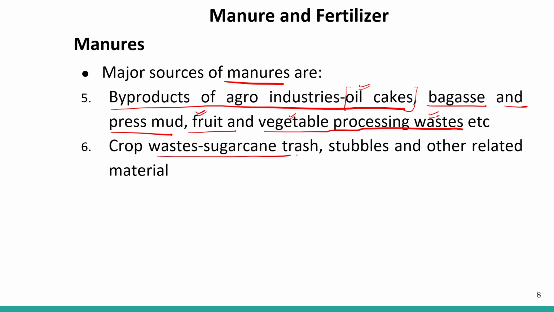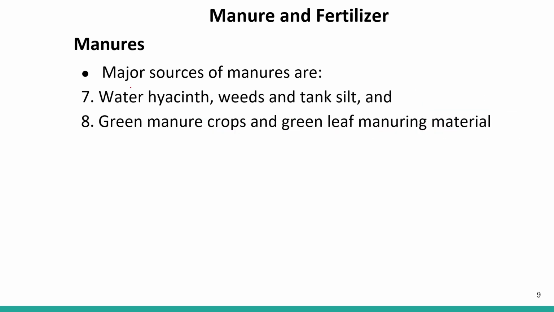Crop waste, sugarcane trash, stubbles and other related materials. So we are having a lot of crop waste also, right? Like sugarcane trash, stubbles and other related material that can also be used for making manures. Okay, next is the water hyacinth. This is a weed plant, an aquatic weed plant. Weeds and tank silt, okay, so there are some weed plants, there is the tank silt also. All these can get converted into manures.